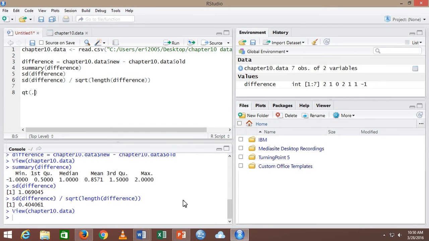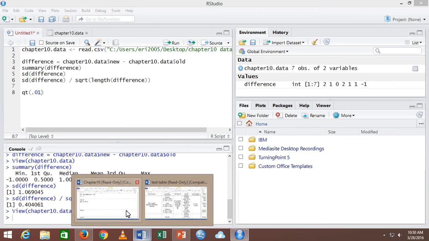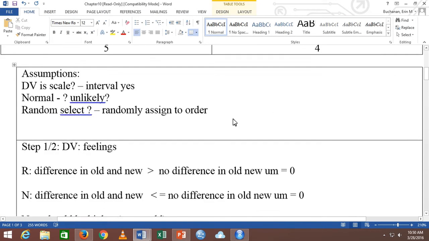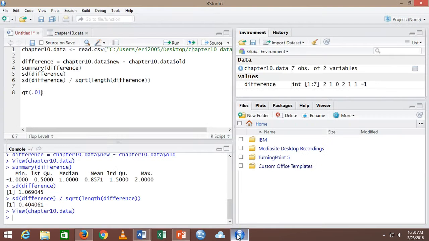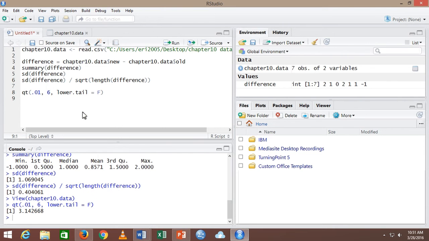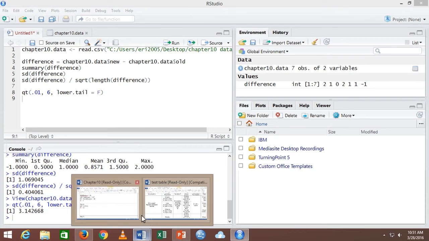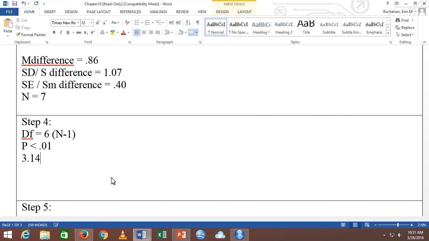Here we have a one-tailed positive test. So we're going to use QT. It's actually 0.01 in this example, right? Yes. So I've got 0.01. I don't have to divide by anything because it's a one-tailed test because I've got just greater than. Degrees of freedom we decided were 6. And it's a positive test, so lower tail is false. Got 3.14.